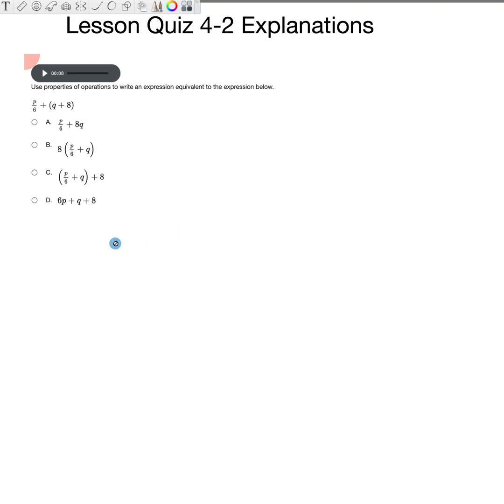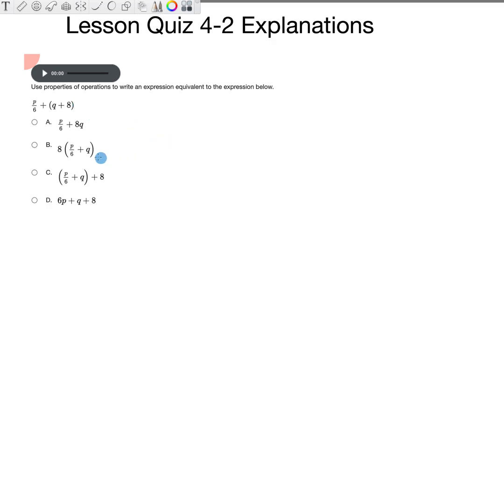Question 2, it asks me to use properties of operations to write an expression equivalent to the expression below. And if we look at this, we have a p divided by 6, plus, and then we have a q plus 8 in parentheses. So one of the properties we talked about was the commutative property, which means I can move the numbers and variables around in an addition or a multiplication situation.